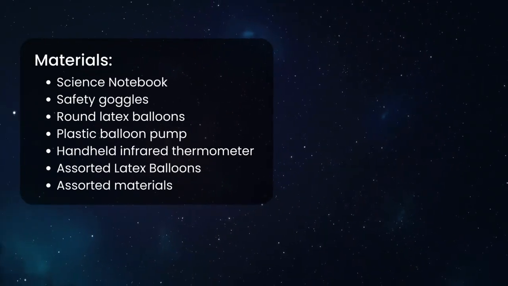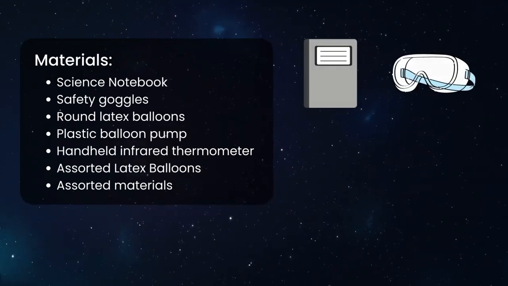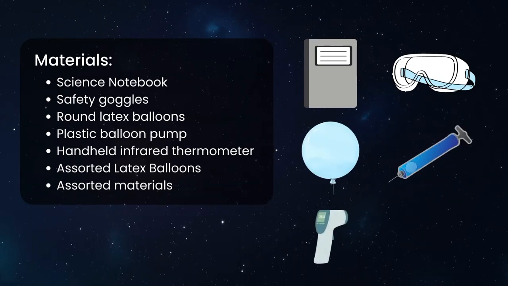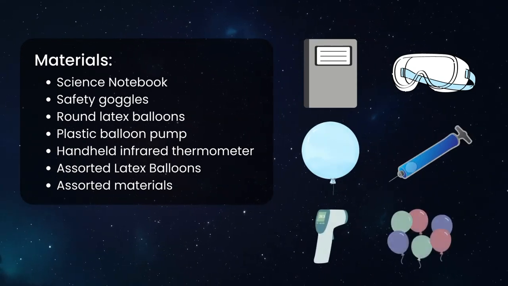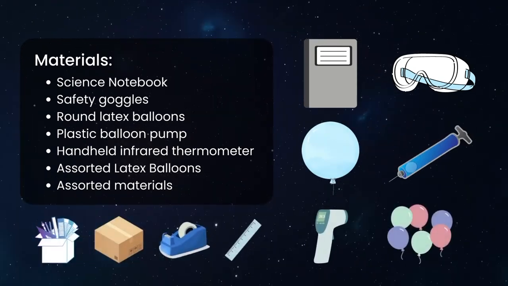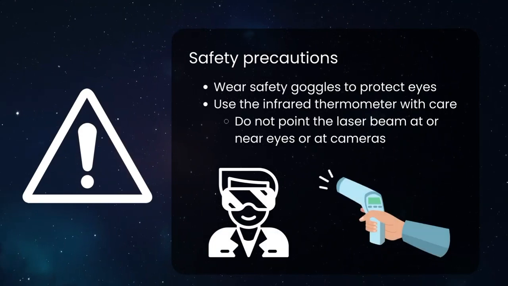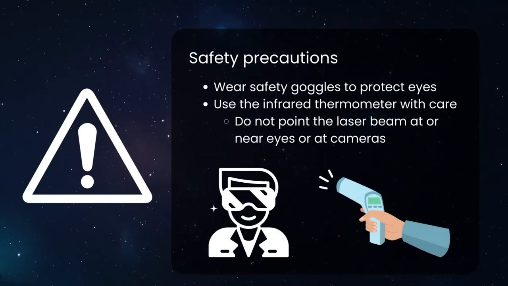For this experiment, students will require the following materials: a science notebook, safety goggles, round latex balloons, a plastic balloon pump, a handheld infrared thermometer, assorted latex balloons, and assorted materials. For safety precautions, be sure to wear safety goggles to protect your eyes and use the infrared thermometer with care.